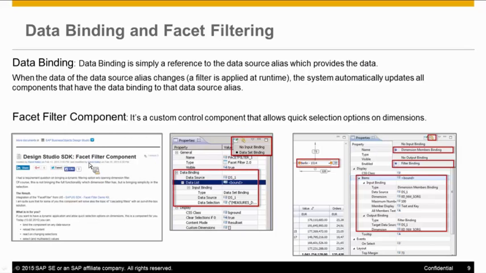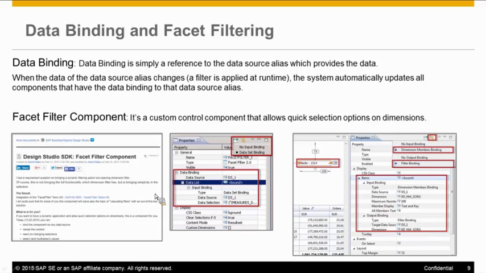So as you can see, here on the SCN page, this is the blog. In the presentation, in the last slide, we have put this link to this blog. So if you are interested, you can try it out. And this is the data binding feature.